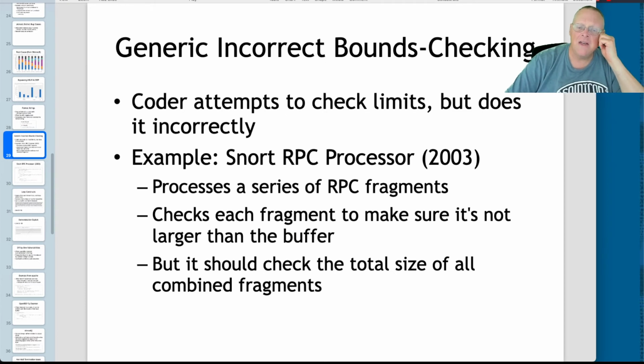Then there's incorrect bounds checking, where you try to limit something like the length of a string, and somehow you do it incorrectly, so you get the wrong length. Here's a Snort vulnerability from 2003. It has a series of fragments, and it checks each fragment to make sure it's not bigger than the buffer, but the problem is it's the total size of all the fragments that should not be larger than the buffer, and it didn't do that.